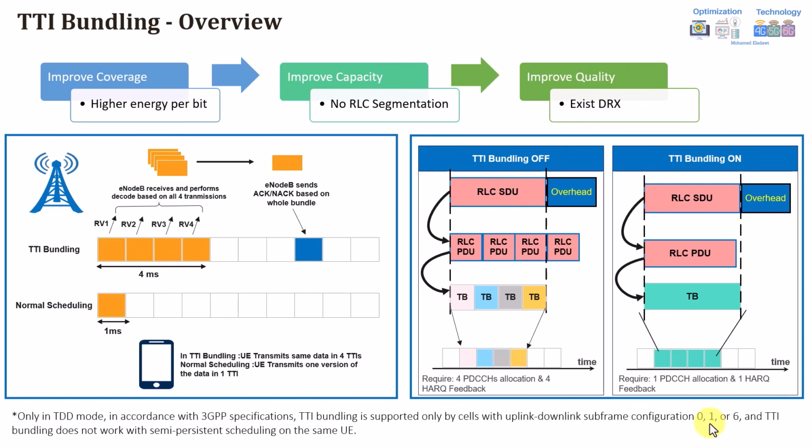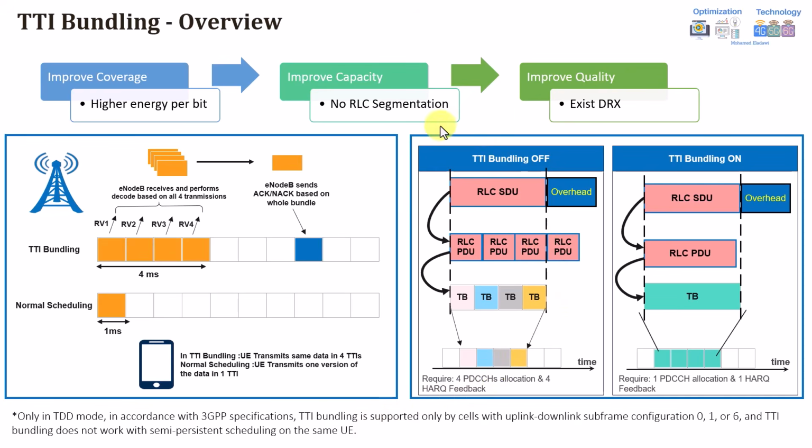And 2 can be guard band or can be dynamic between uplink and downlink. The TTI bundling requires 4 TTIs for uplink, right? That's why you have a limitation, and it's only supported by configurations 0, 1, and 6. But usually those configurations are not used; we usually use subframe configuration 2. It also doesn't work with semi-persistent scheduling for the same UE. So this is just an extra comment.